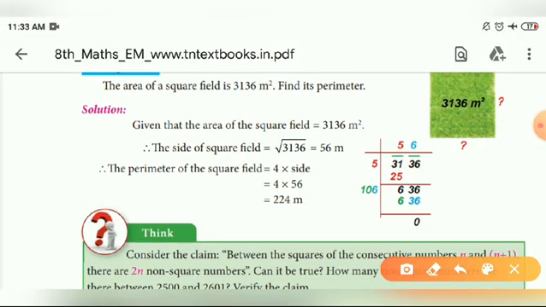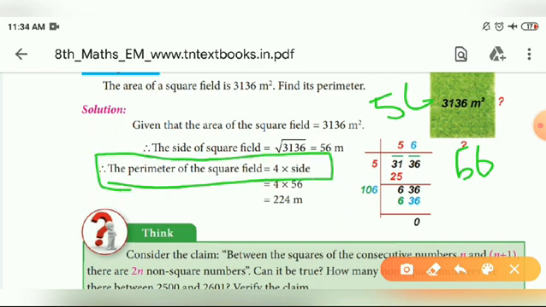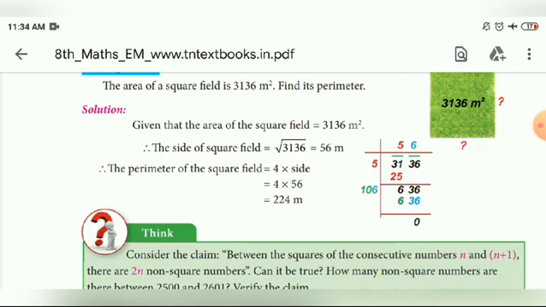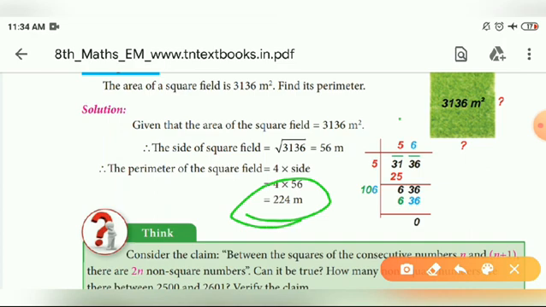So the length of one side of the square is 56 meters. Square means all sides are equal, so all the sides are 56. Next we want to find the perimeter of the square. The formula is 4 into side, because there are 4 sides in a square. 4 into 56 is 224 meters. So the perimeter of the square field is 224 meters.